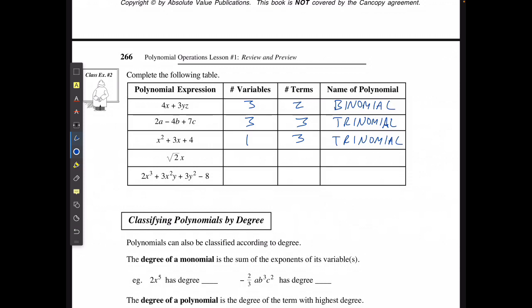In the fourth case, I just have the variable of x. There are no pluses or minuses in here, so there's just the 1 term. So it's a monomial. And in the last case, I have an x and I have a y. So there's 2 different variables. I have 1, 2, 3, 4 terms separated by plus and minuses. And once I get up to 4, I just call it a polynomial.